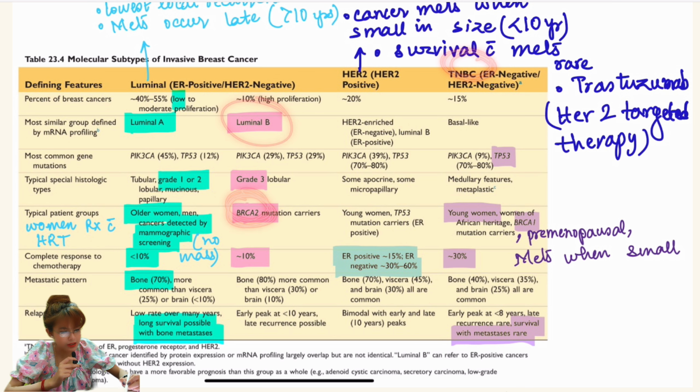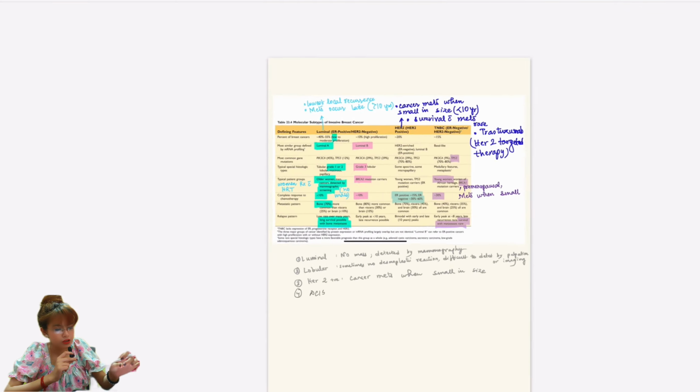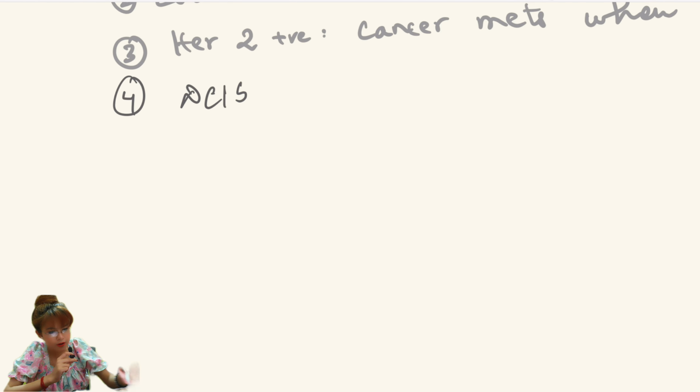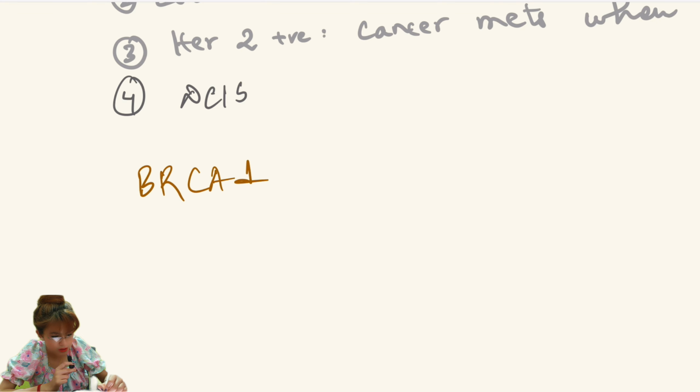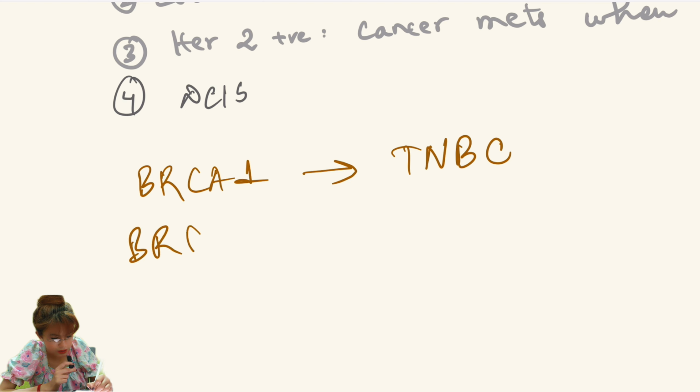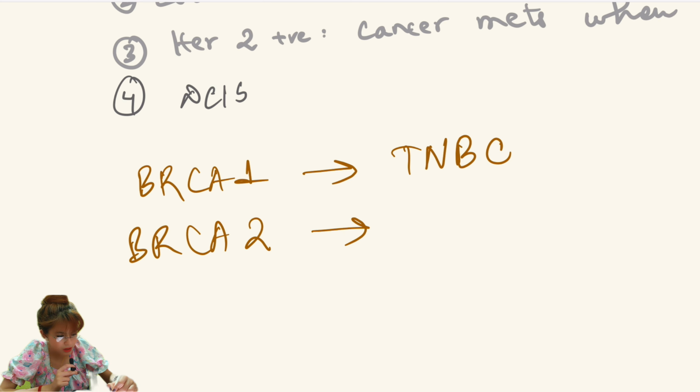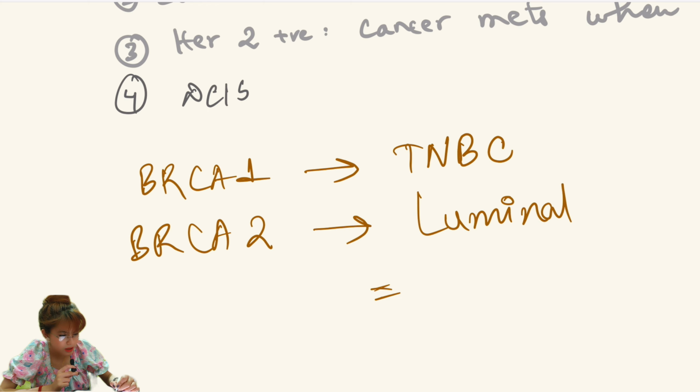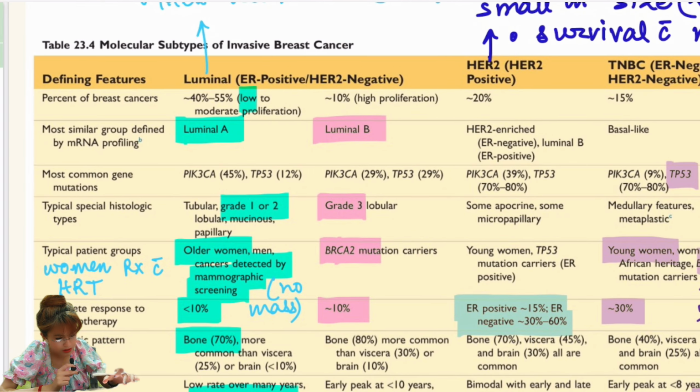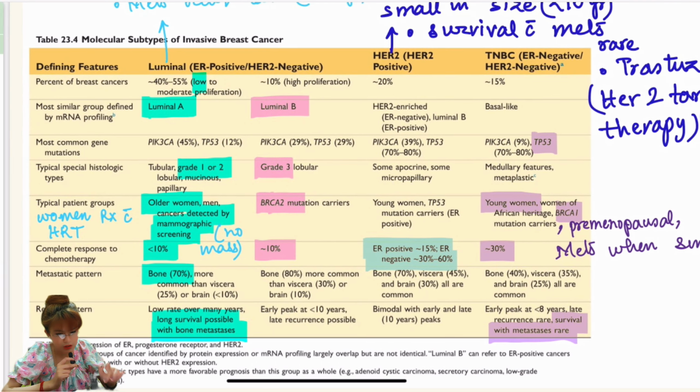Now here you can see that in luminal B, the BRCA2 gene is mutated, and in the TNBC or triple negative breast cancer, the BRCA1 is mutated. So this is again a very important point which I want to mention here, that BRCA1 is associated with the triple negative breast carcinoma, and BRCA2 is associated with the luminal variety of breast carcinoma, especially luminal B, rather I would say, because that is what is mentioned here in this chart.